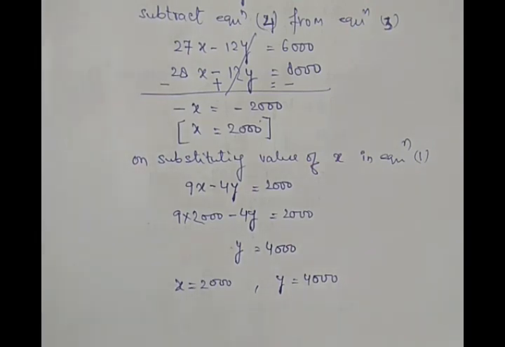You will get the value of any one of the variables. Then substitute that value in any of the original equations. Then you will get the value of the other variable also. This is the method by which we can find out the values of x and y, or whatever variables are involved there. So what can we do? We can take one more example.